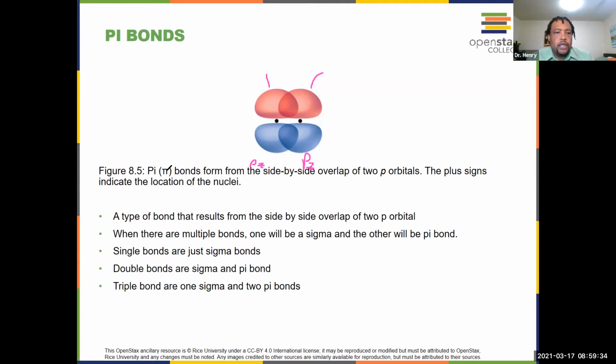Okay, so they have to have side-to-side overlap, and these represent multiple bonds. So in this case, a double bond would be a pi bond and a sigma bond together. Okay, and a triple bond would be a sigma bond and two pi bonds. Where a single bond is always just going to be a sigma bond. Does that make sense?